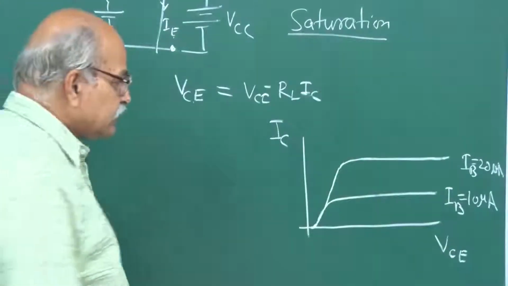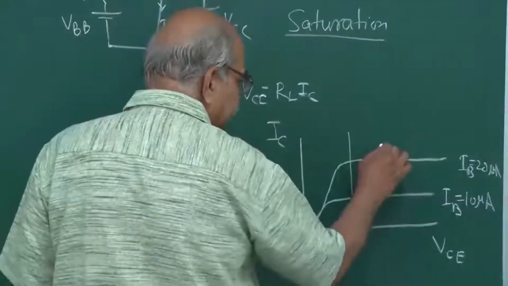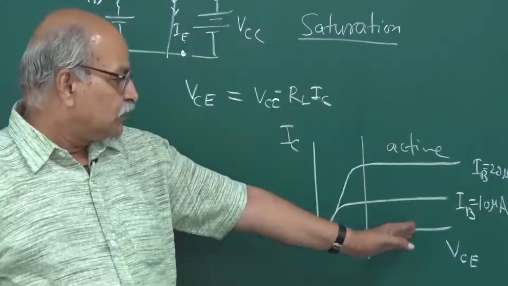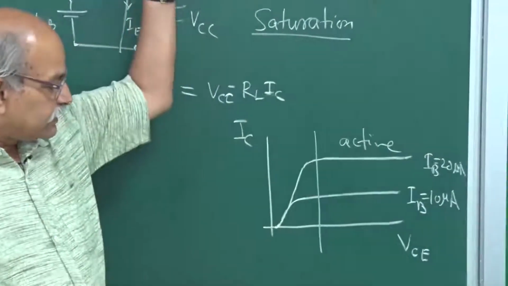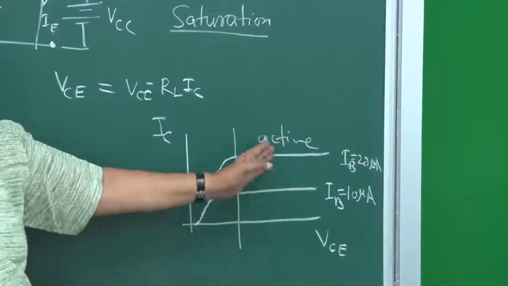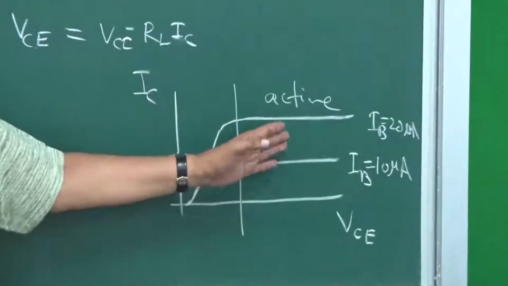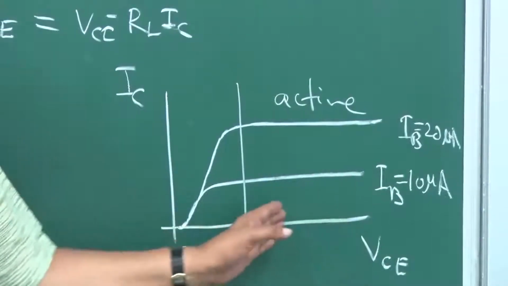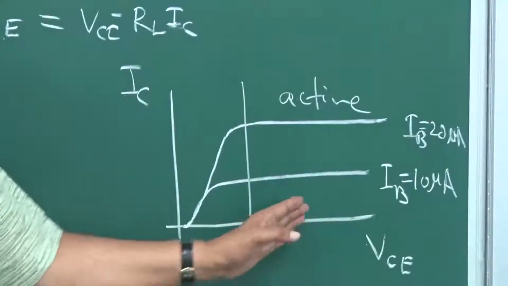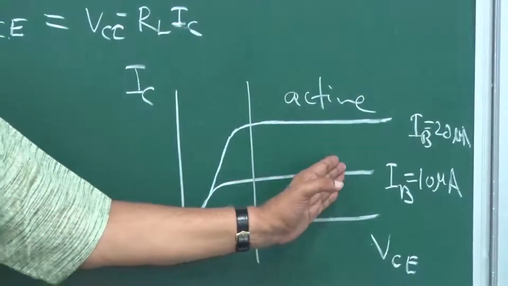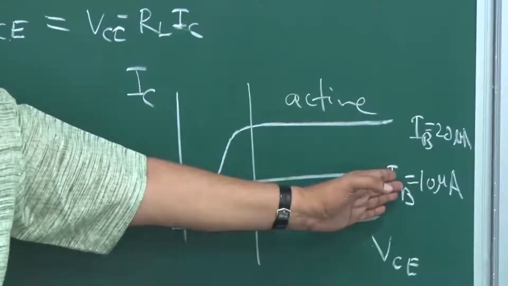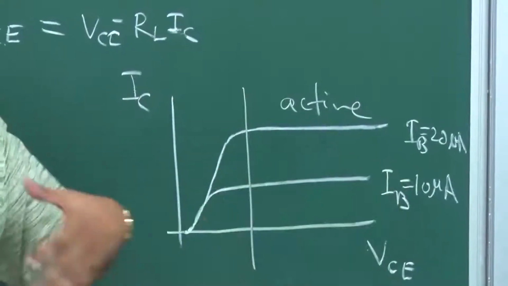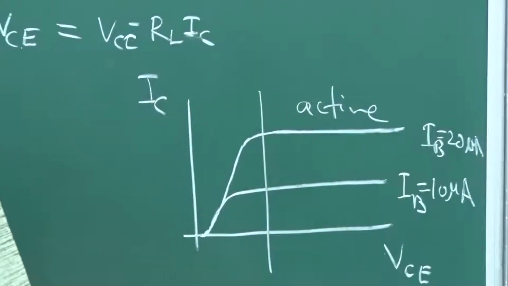And here, this is the active region. This side is active region, where the VCE is so large that this base collector junction is very nicely reverse biased, and it is following IC by IB equal to constant. So even if you increase or decrease this VCE a little bit, the IC remains the same because IB remains the same. So it is decided by IB. The collector current is decided by IB. That is how it should be.